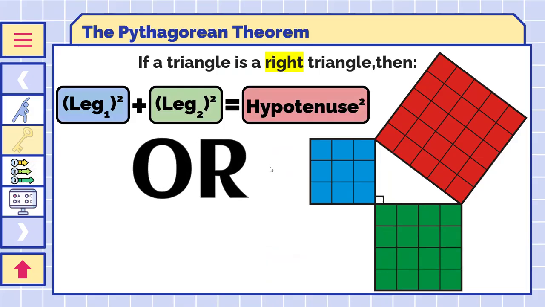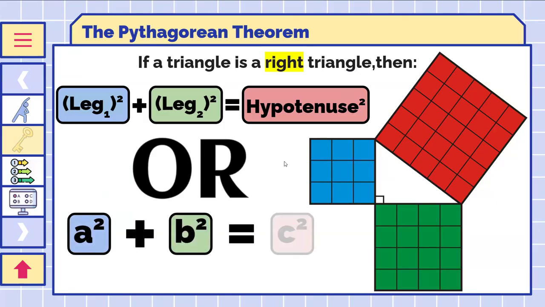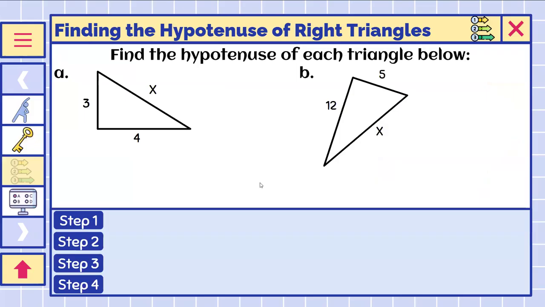Or, as it's most commonly called, and you hear this all the time when people want to just throw out a random math formula, they'll say a squared plus b squared equals c squared. These mean the same thing. Leg squared plus the other leg squared, and squared as in to the power of 2, equals the hypotenuse squared, or c squared. Let's use that in a problem, actually.